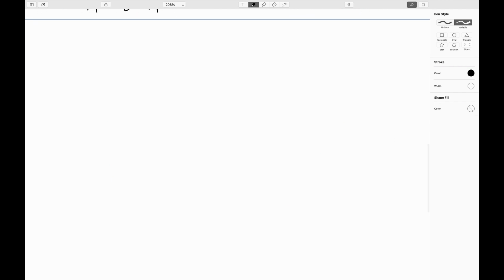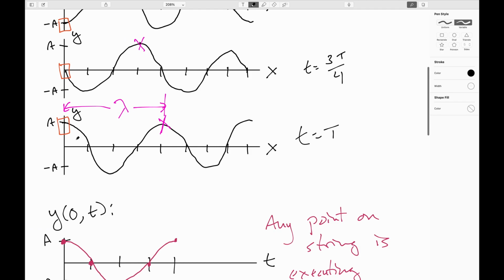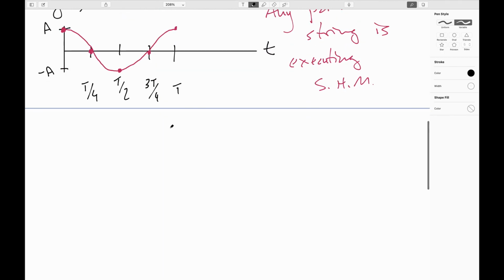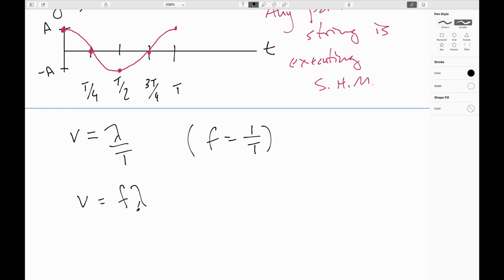So this also lets us figure out what the speed of our wave is. Because if we go and look at this, in one period of oscillation, the time it takes this bead to bob up and down, my crest moved one wavelength. So I can observe that the speed of the wave is equal to the wavelength over the period. But we remember that the frequency is equal to 1 over the period. So the usual way that we write this is the speed of the wave is equal to the frequency times the wavelength.